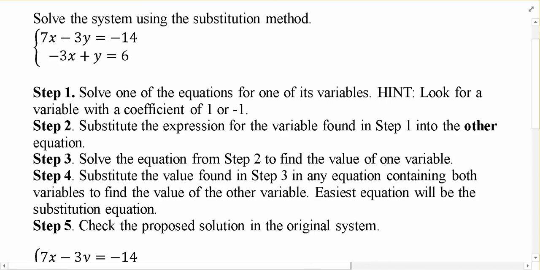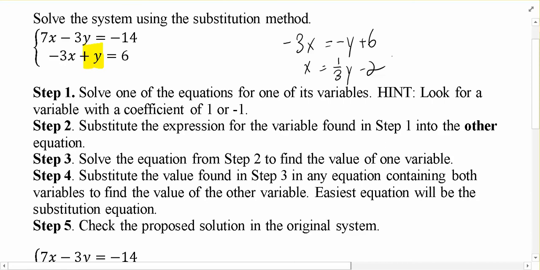The hint is to look for a variable that has a coefficient of 1 or -1. In our example, that would be the y in the second equation. That one has a coefficient of 1. So that's what we actually want to solve for. The reason for that is that it's going to help us to avoid fractions. Because suppose we try to solve for the x in the second equation. If I try to get the x by itself, then as soon as I divide by -3, as soon as I divide by its coefficient, I would be introducing a fraction into the problem.